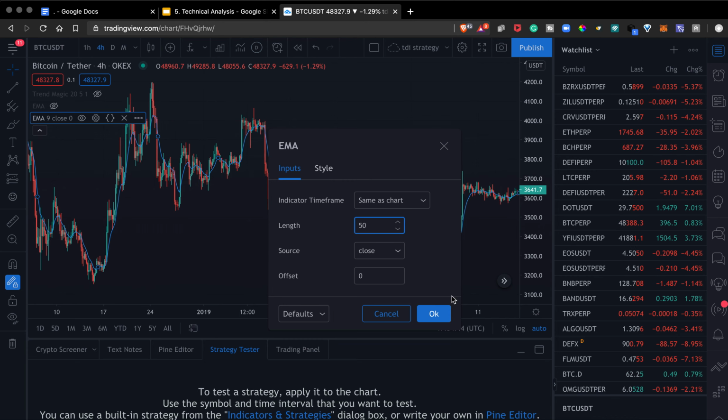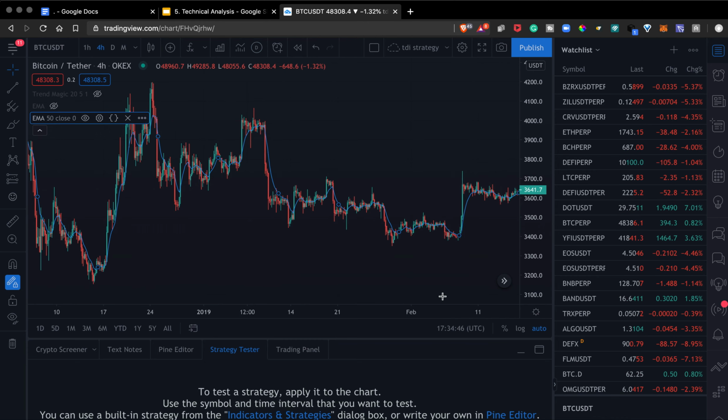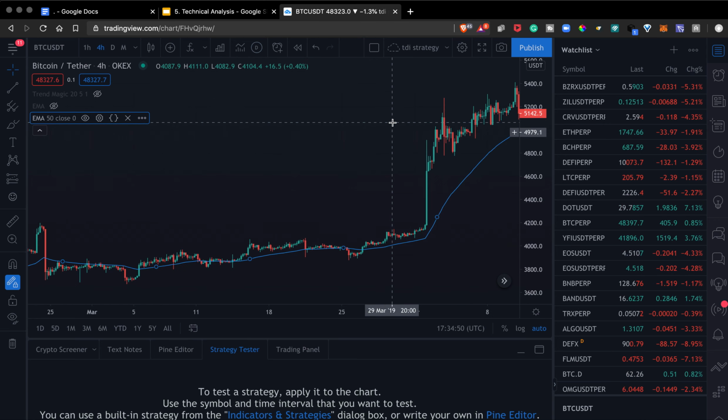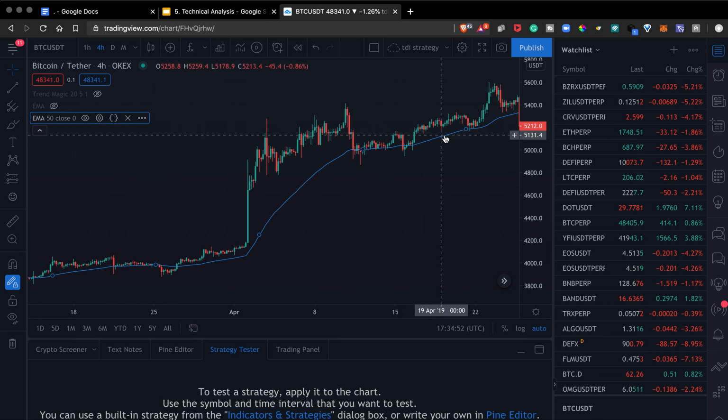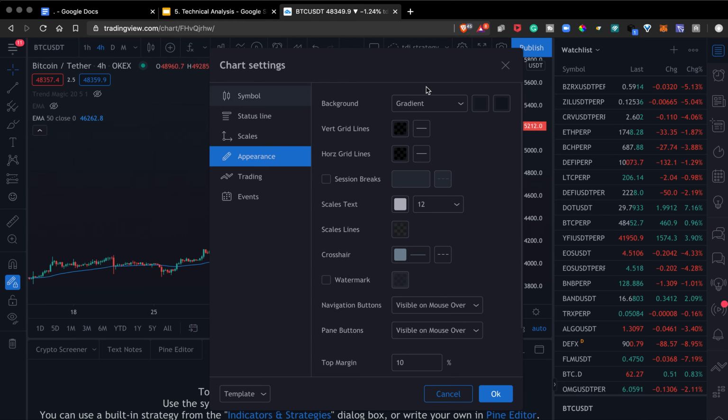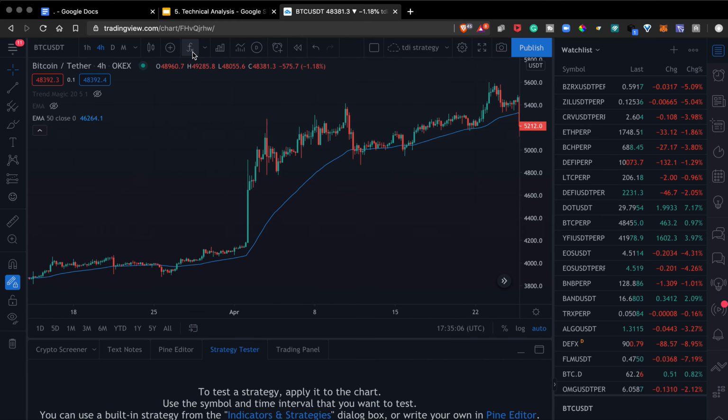All right, the 50 period moving average and the 200 period moving average are the most popular. The 200 moving average is sort of a long term moving average, while the 50 period moving average is sort of a short term moving average. All right, so let's add, no, I clicked on the wrong thing. Let's add the 200 moving average.